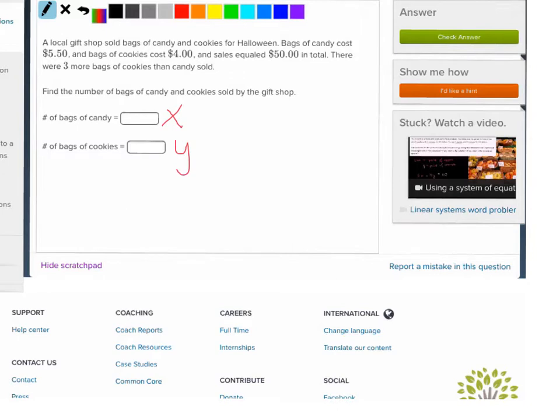Now the easy part here is setting up the first equation. Okay, the first equation would be $5.50 times what? X. So $5.50 times x plus $4 times what? Y. Good. $4 times y, and my total is $50 spent. $50 spent. Now scenario 1's easy.